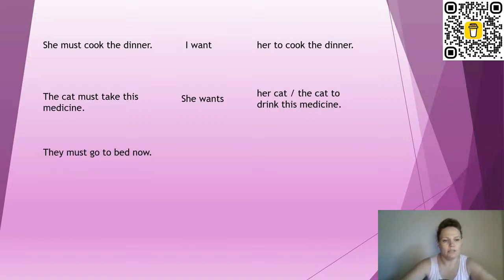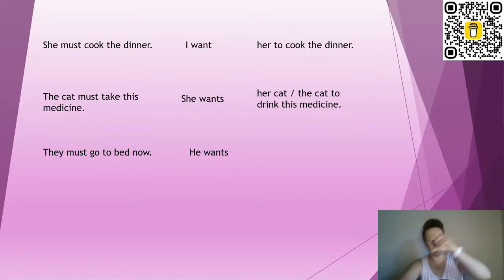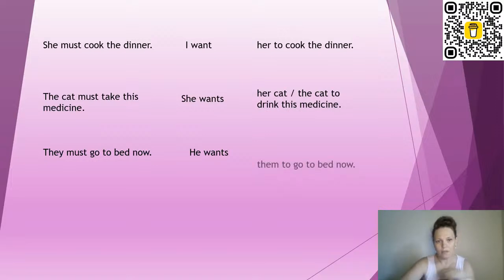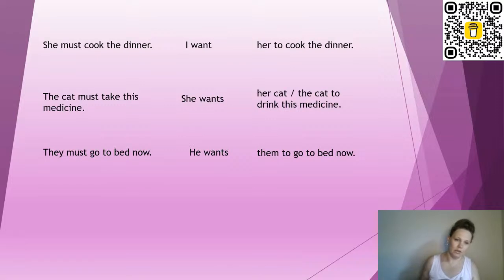The next one. They must go to bed now. He wants, we have they, and it will change to them. He wants them, and then the infinitive, to go to bed now.